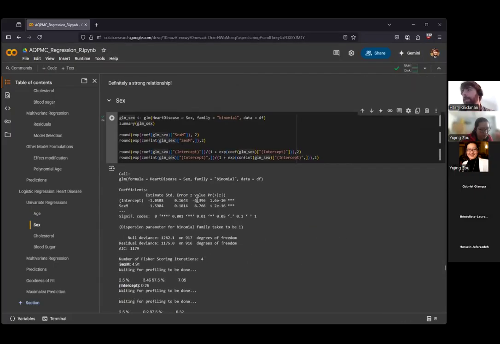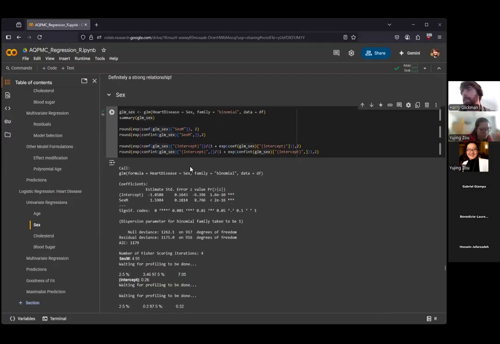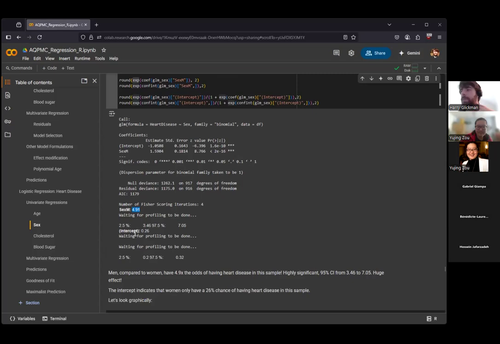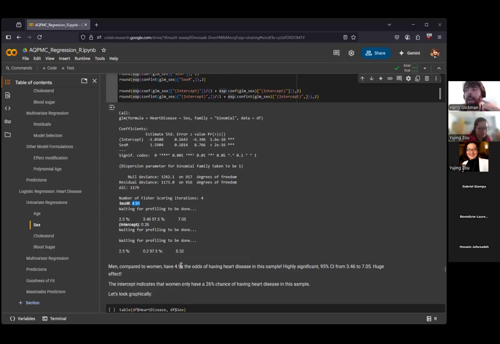So we'll do a univariate analysis for sex just to really drive home this point about interpretation. Our actual sex parameter doesn't really tell us much. You need to exponentiate it to get to something interpretable, which is 4.9 exponentiated. And this is another huge effect. So men compared to women have 4.9 times the odds of having heart disease in this sample. And this is highly significant.